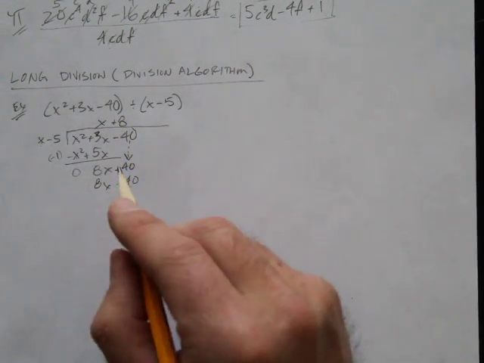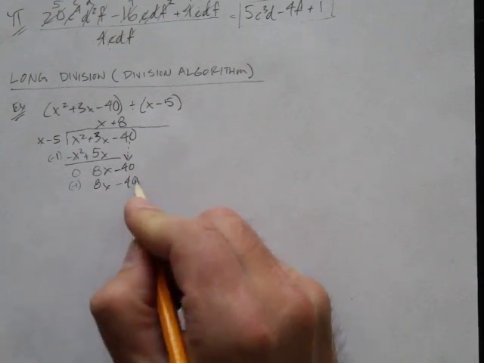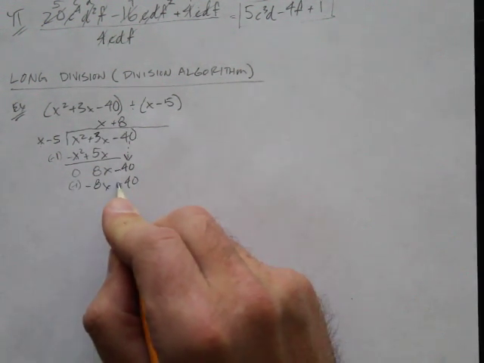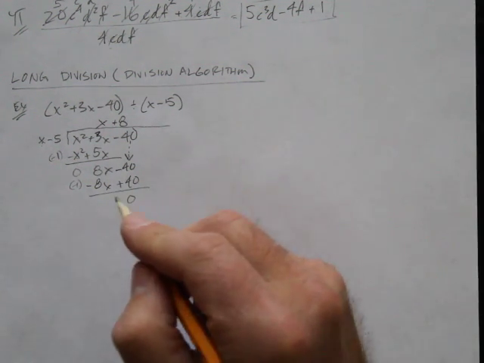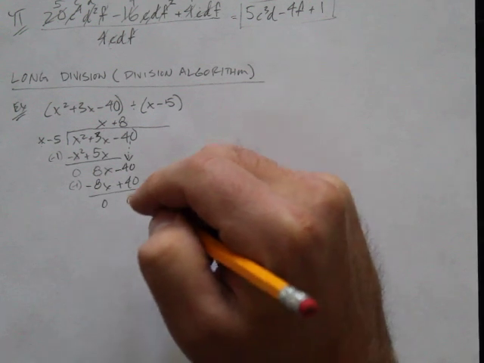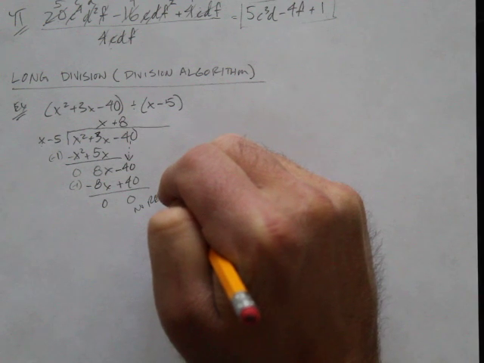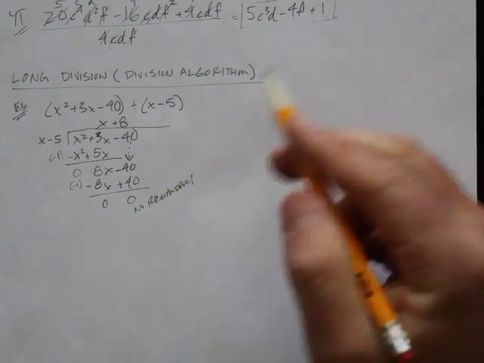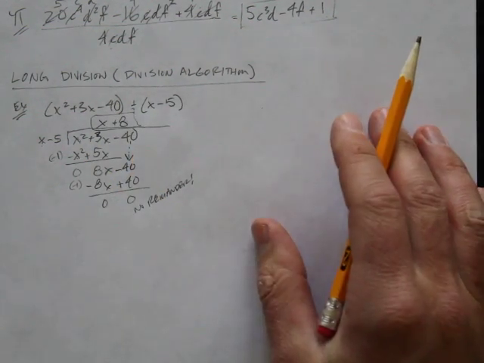Goodness gracious. Now, I need to subtract again. So I'm going to multiply this whole thing by negative 1. And I get minus 8x plus 40. And that just is 0. And so that means I have no remainder. Yay. And if you get 0 at the end, my answer is x plus 8.